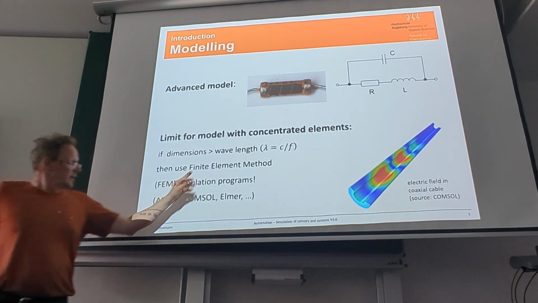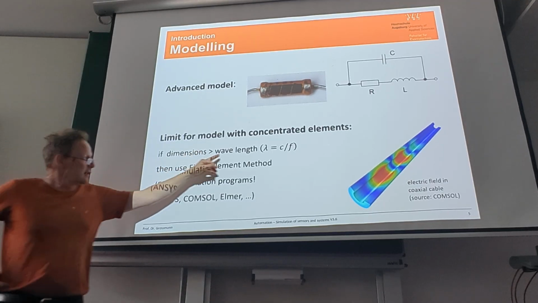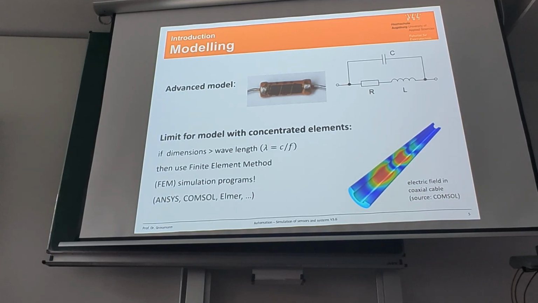Okay, if any dimension of an object is larger than a wavelength of any quantity, then we cannot use this approach. And then this course is at an end. Then you will have to switch over to another method, which is called the finite element method, which looks into the components and into the spatial distribution. So that's something for the other course, microelectromechanical systems. I don't know if some of you also go there. It's offered on Thursday.